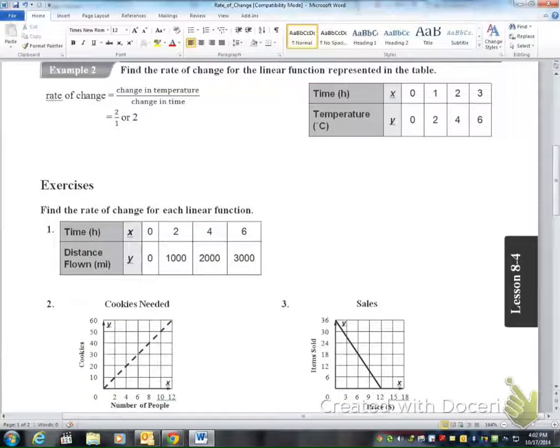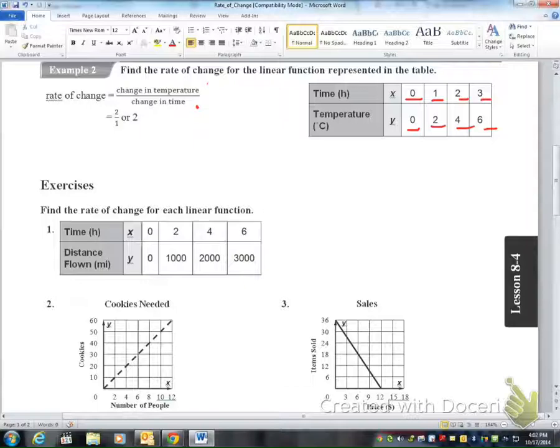Alright, so if we look at example 2, this is still finding rate of change, but the only difference is now we're looking at rate of change in a table. So if we look, here we have X values and Y values. Our X values are 0, 1, 2, and 3, and our Y values are 0, 2, 4, and 6. So we're still looking at change. Remember, the top one's going to be Y, so we're looking at a change in the Y's, which is our temperature, compared to a change in time.